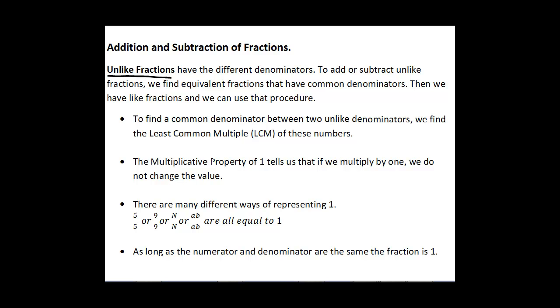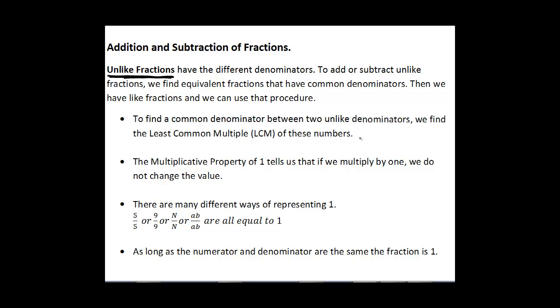All right, we've already been adding and subtracting like fractions, and we defined like fractions as fractions that had the same denominator. We're now going to talk about unlike fractions, and unlike fractions are fractions that have different denominators. And to add or subtract unlike fractions, we find equivalent fractions that have a common denominator. Then, once we have common denominators in our fractions that we're adding or subtracting, we have exact like fractions, and we can use that procedure. So essentially, we're going to find equivalent fractions such that we make like fractions by having a common denominator.